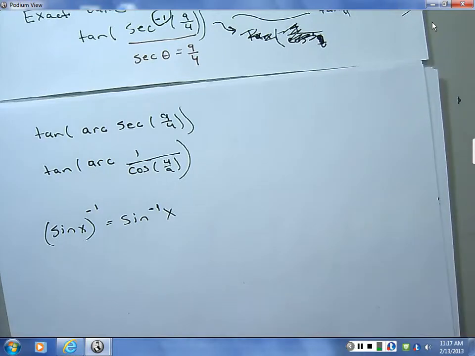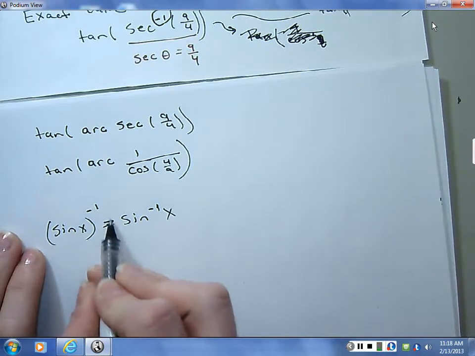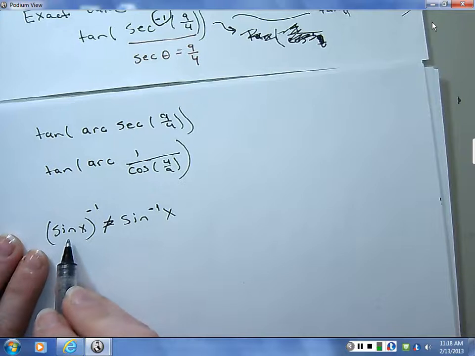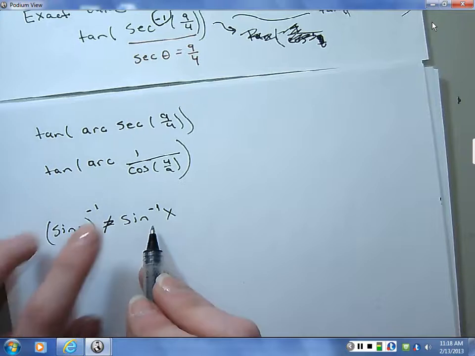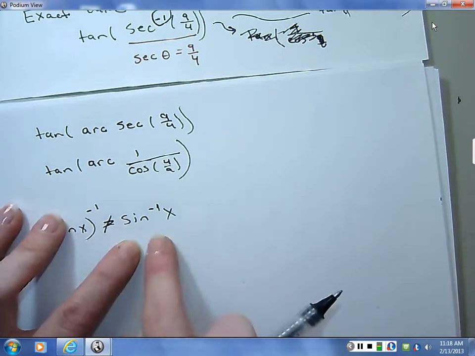Because generally they're saying, okay, what's sine of the angle? It's a relationship. But the inverse function is saying, what is the angle that gives you this relationship? That's what the inverse function means. So this is different than this. This doesn't equal this. This would be 1 over sine, which would be cosecant. And this is saying what angle, when I plug it into sine, gives me x.